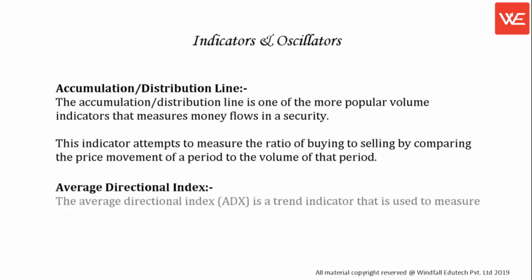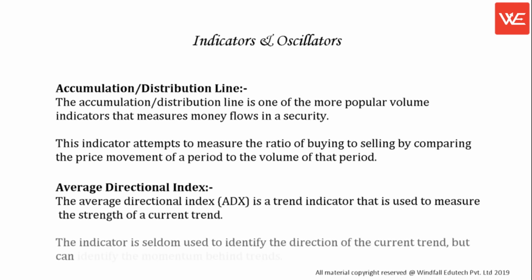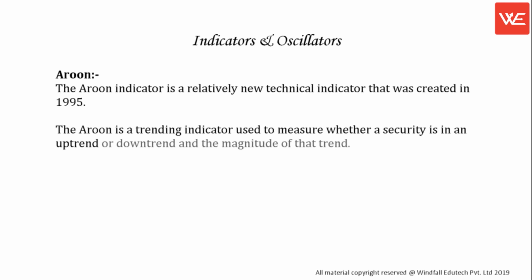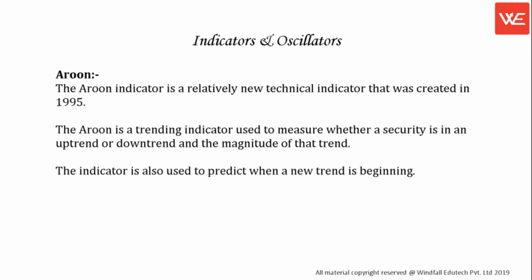Average directional index. The average directional index (ADX) is a trend indicator that is used to measure the strength of a current trend. The indicator is seldom used to identify the direction of the current trend, but can identify the momentum behind trends. Aroon. The Aroon indicator is a relatively new technical indicator that was created in 1995. The Aroon is a trending indicator used to measure whether a security is in an uptrend or downtrend and the magnitude of that trend. The indicator is also used to predict when a new trend is beginning.